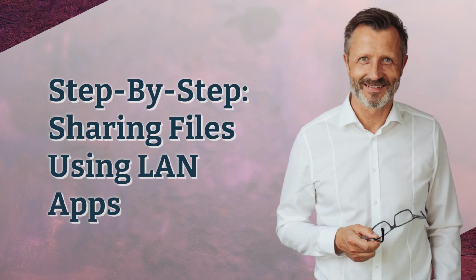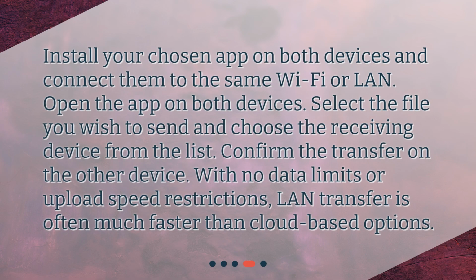Step-by-step sharing files using LAN apps. Install your chosen app on both devices and connect them to the same Wi-Fi or LAN. Open the app on both devices. Select the file you wish to send and choose the receiving device from the list. Confirm the transfer on the other device. With no data limits or upload speed restrictions, LAN transfer is often much faster than cloud-based options.